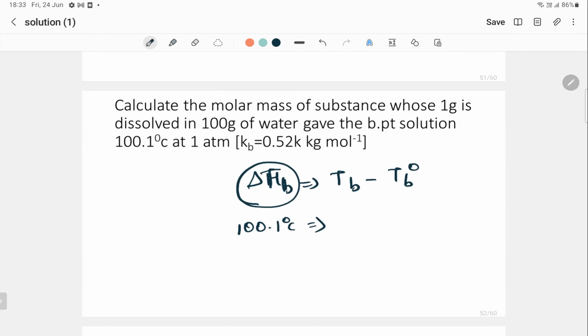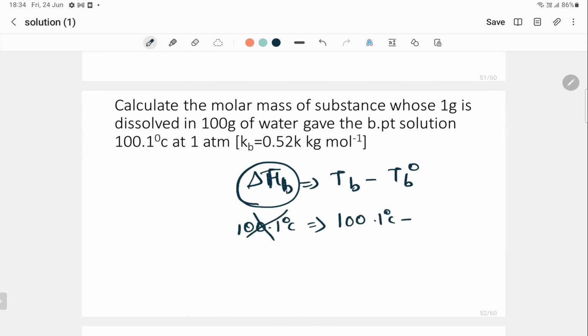Clear, correct? Tell me. See what they have given. Calculate the molar mass of the substance. It is 1 gram of salt in 100 gram of water. Here, the boiling point of the solution is 100.1. Exactly. TB is your 100.1 degrees Celsius. What is your T naught B?